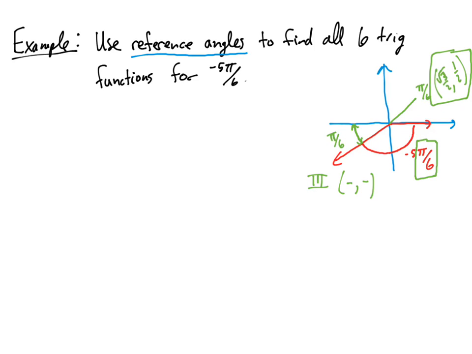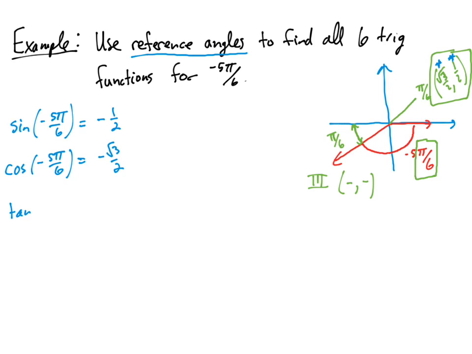All right, so let's go to it. So sine of -5 pi over 6. So think, sine at pi over 6 is just the y-coordinate up here. It's 1/2. But because this is in quadrant 3, we're going to say -1/2. Similarly, cosine of -5 pi over 6. Well, the reference angle is pi over 6, which would be √3 over 2. However, we're in quadrant 3. Cosine is negative in quadrant 3, so -√3 over 2. And that's how you'd go about this.